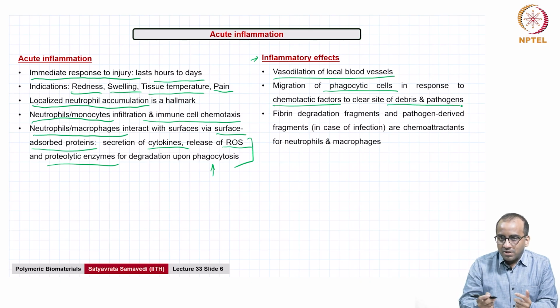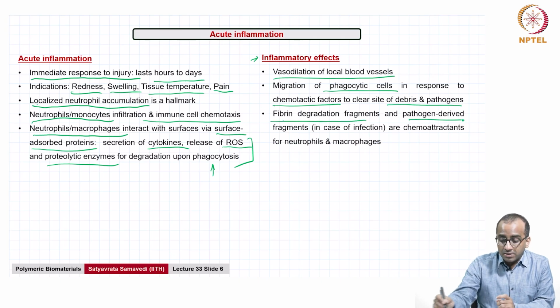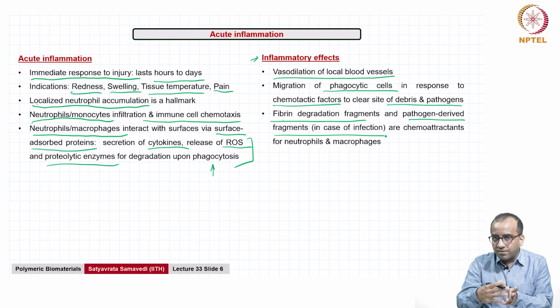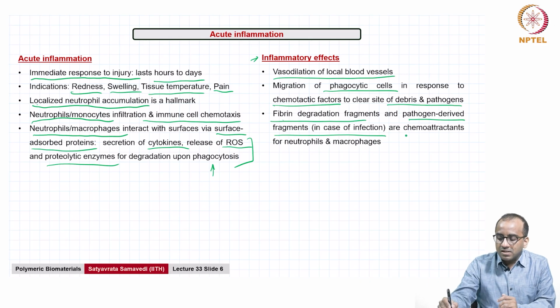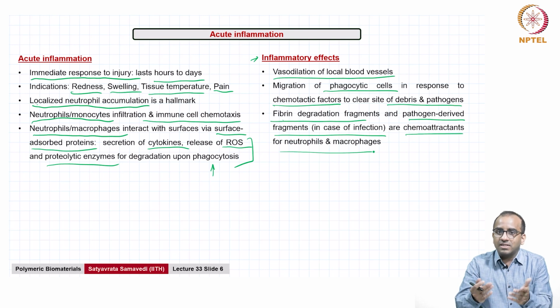And to connect this back to blood material interactions, the fibrin degradation fragments and pathogen-derived fragments, if you have infection, are typically considered chemoattractants for neutrophils and macrophages. So, these are all cells found in the blood. The way they know to come and invade the site of the injury or the implant site is through these signaling molecules that are secreted from the implant site.